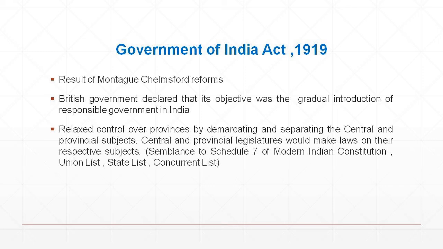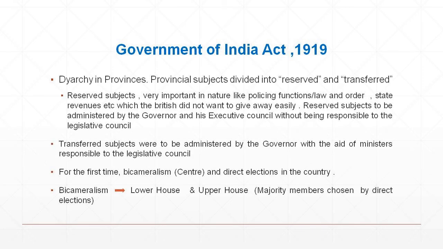Basically, the provinces were now told that these are your subjects, you should administer them, and they were given a certain kind of freedom to administer their subjects. So it is actually the beginning of the seventh schedule, that is Union List, State List, and Concurrent List. Although it's not explicitly mentioned as such, it's something like that. So let's go to the second point. It further divided the provincial subjects into two parts, transferred and reserved. The transferred subjects were to be administered by the governor with the aid of ministers responsible to the Legislative Council.